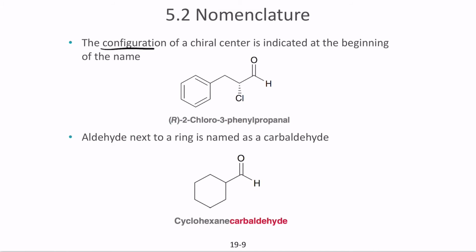Next, the configuration of the chiral center is indicated at the beginning of the name. So when we write the configuration, we always write it at the start. So if it's R here, we write R at the start.